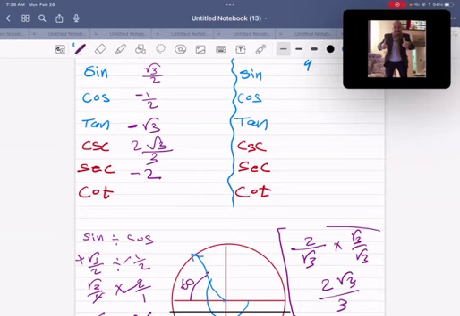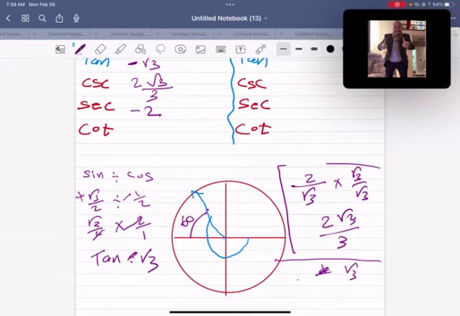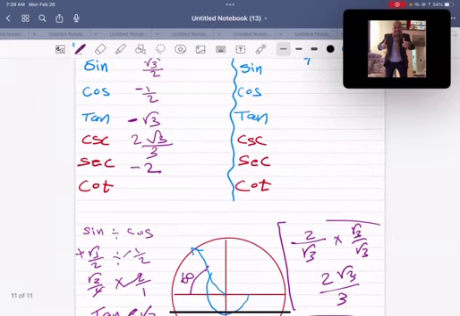How about cotangent? Well, cotangent is the reciprocal of tangent. So if tangent is radical 3, the reciprocal is 1 over radical 3. So we multiply top and bottom by radical 3 over radical 3, and the answer is going to be radical 3 over 3. So cotangent is radical 3 over 3, and of course, it's negative like tangent.